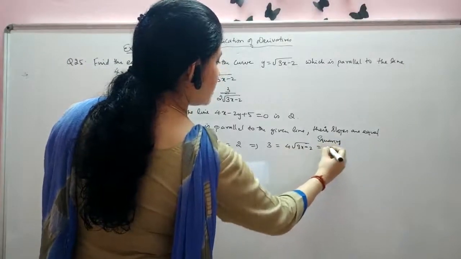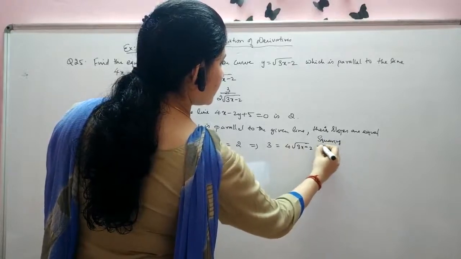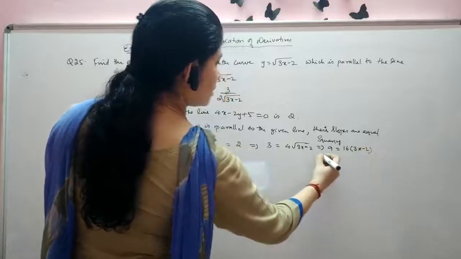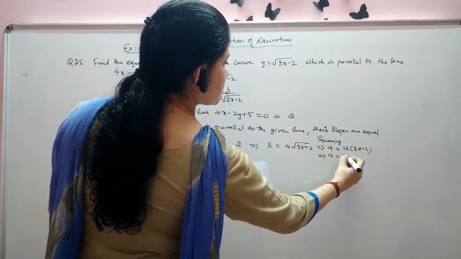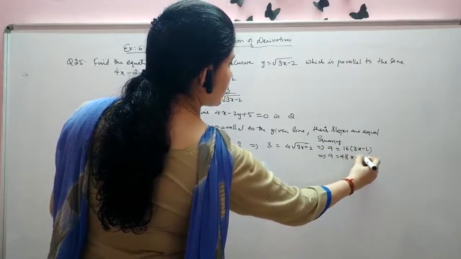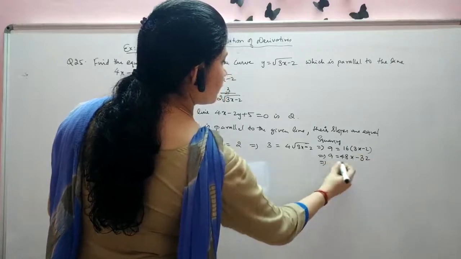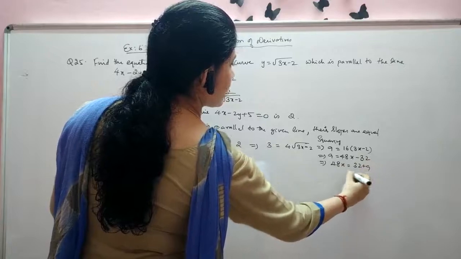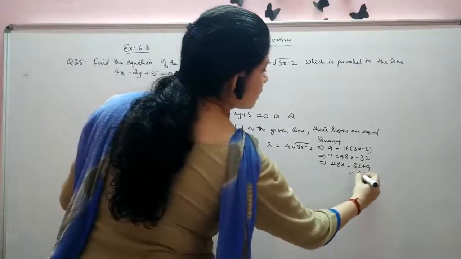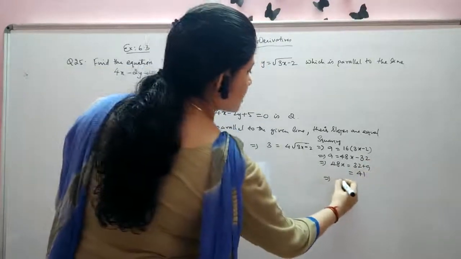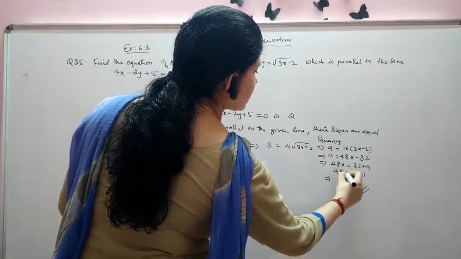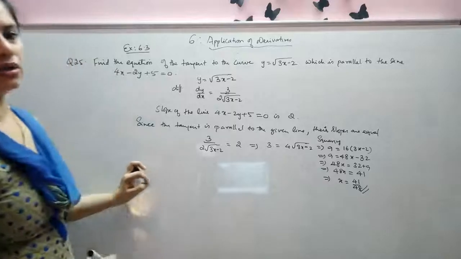you will get 9 is equal to 16 into 3x minus 2. That is 9 is equal to 16 into 3, 48x minus 32. That is 48x is equal to 32 plus 9. This will be giving 41. So you'll get x is equal to 41 by 48. Okay, you got the coordinate of x.